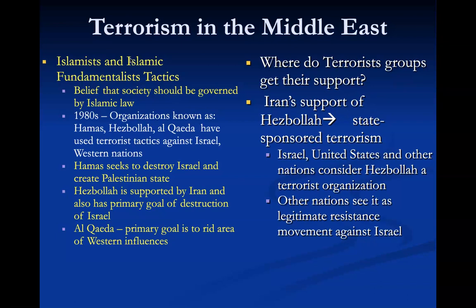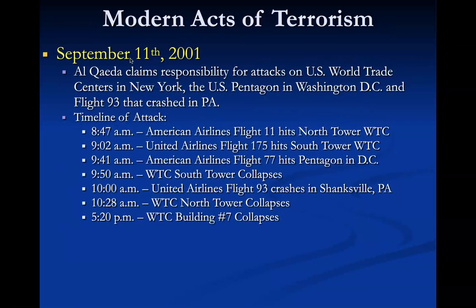So where do terrorists get their support? Iran supports Hezbollah, so it's state-sponsored terrorism. Israel, the United States, and other nations consider Hezbollah a terrorist organization. Iran does not. Other nations see it as a legitimate resistance movement against Israel. So, some modern attacks you may have heard of.